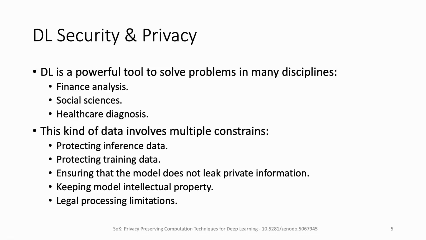Now, I would like to comment on why these works are crucial. The ability of deep learning to correlate apparently unrelated data allows solving problems in many disciplines such as finance, social sciences, or healthcare. Now, we need to understand that these works are dealing with private data, and we need ways to protect it. First, we need to protect the inference and training data. Also, the deep learning models are private information that should be protected.